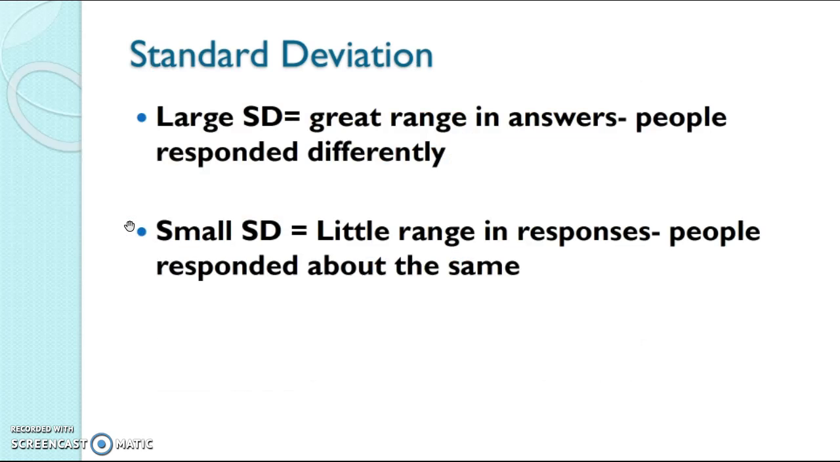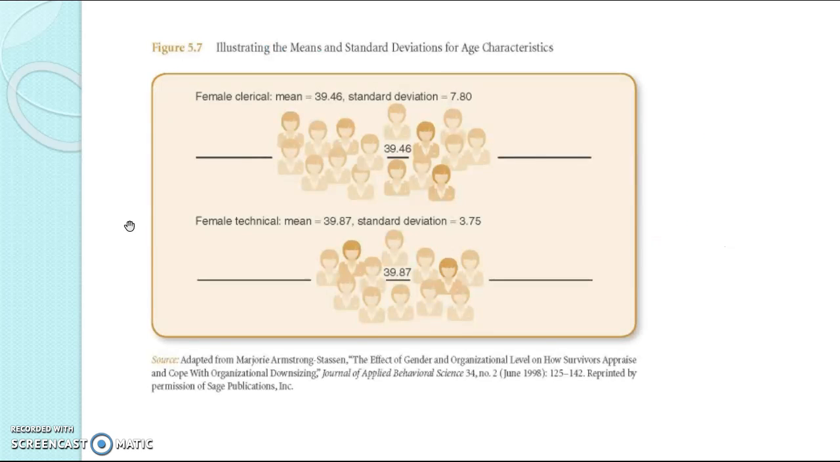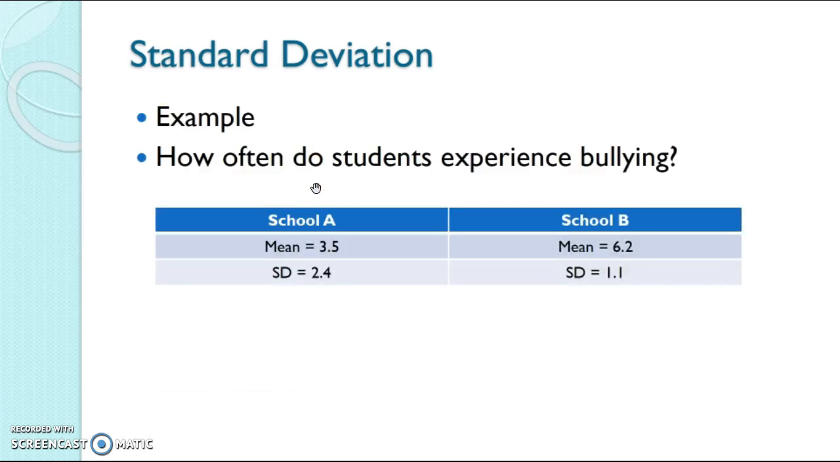Another way to think of this is that with a larger standard deviation, there's more of a range in answers. People respond differently. There's more variation. And with a smaller standard deviation, there's less range. There's less variation in responses. And I find standard deviation to be easiest to understand in a situation like this, where you're comparing 2 groups.